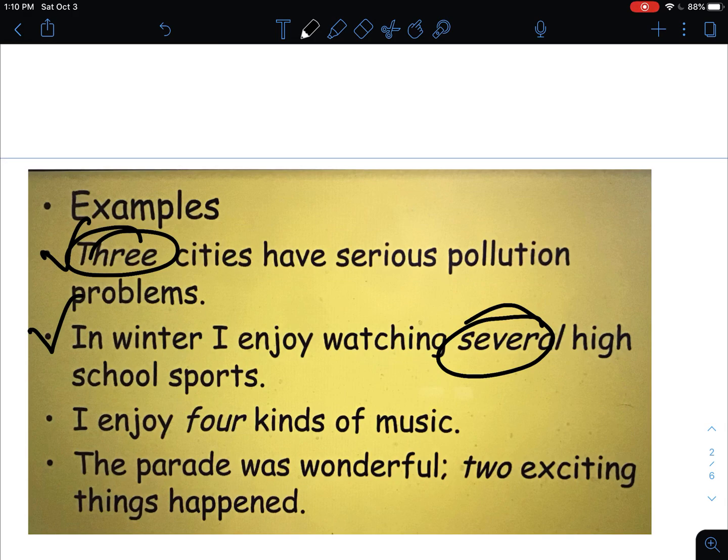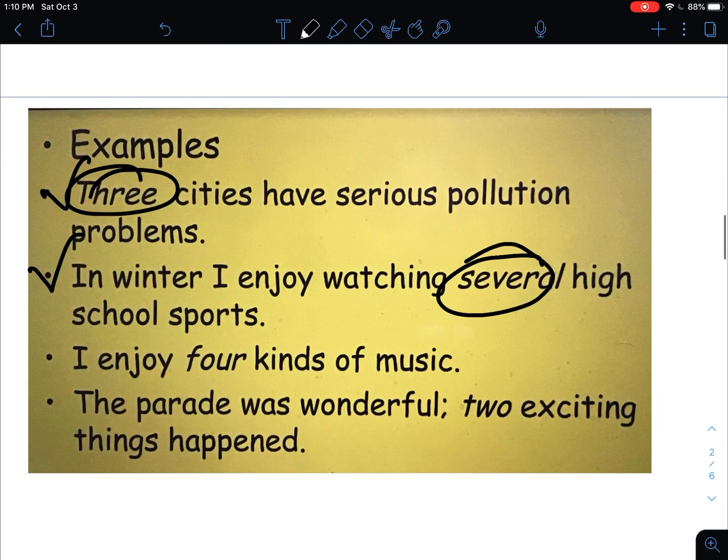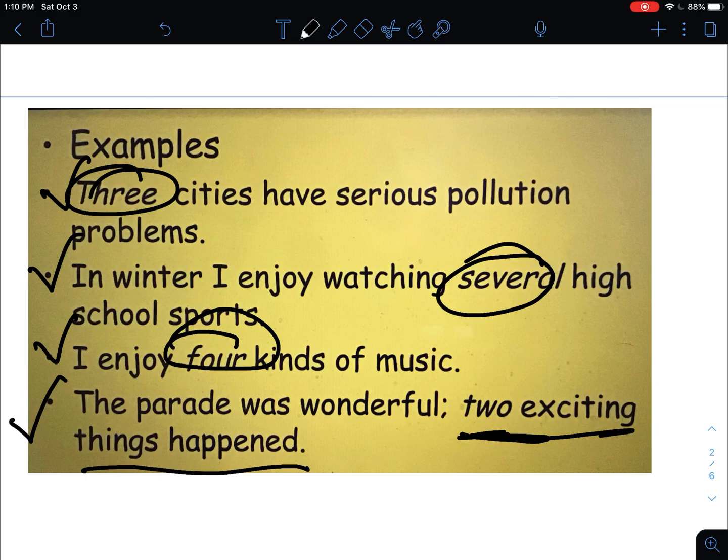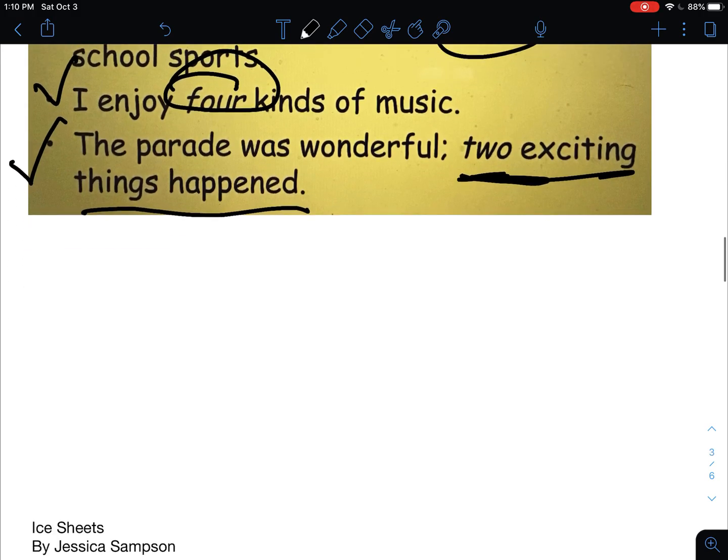So in that one, I know if I'm reading that, I know you're going to be writing about different high school sports. And then this third one here, I enjoy 4 kinds of music. So we talked about this in the last video, last Wednesday. That one, I know you're going to be writing about 4 kinds of music. And then this one here, the parade was wonderful, 2 exciting things happened. So if that's your topic sentence, what are you gonna be writing about? Okay, good. If this was your topic sentence, I'd be expecting to read about the 2 exciting things that happened during the parade. Okay.